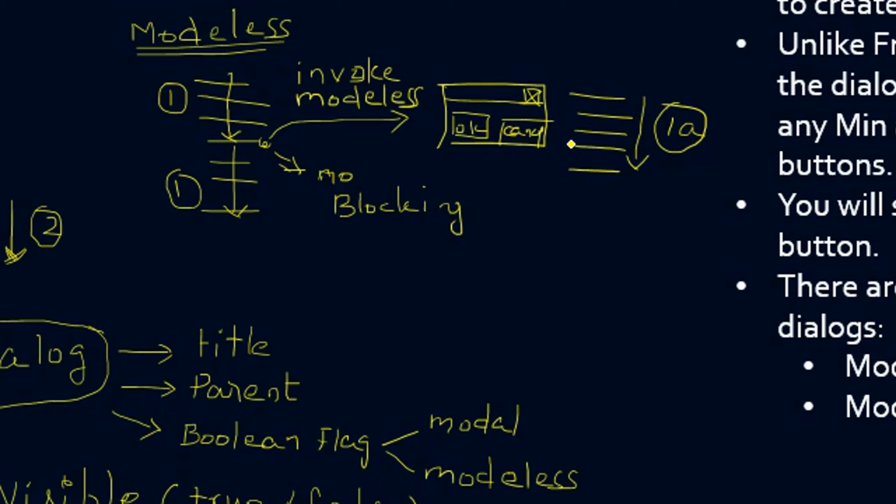That means the code here will run in parallel with the parent code. That means the user can interact with both the parent as well as the child dialog. So if a frame window is launching this, the user can still interact with both dialogs. So when a dialog is displayed, they can interact with this dialog, or they can even interact with its parent. So that's what is called a modeless dialog.